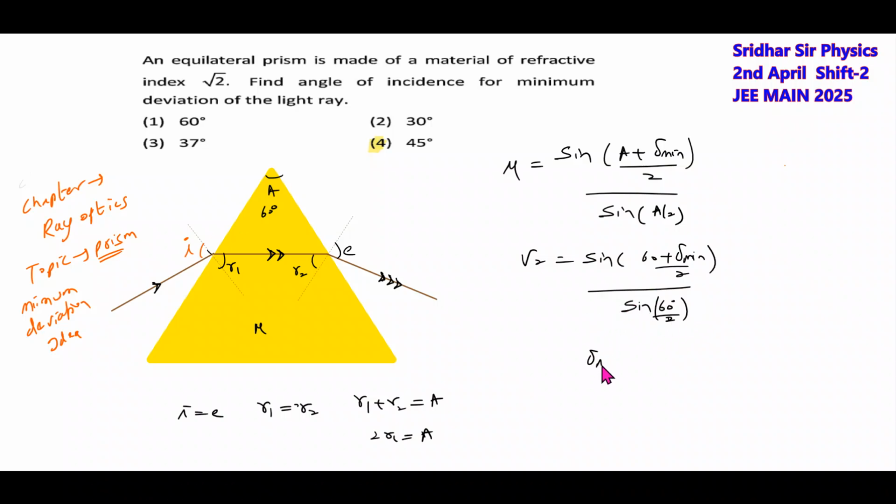So solving this, minimum deviation is 30 degrees. What is that minimum deviation? It will be here. So what is this minimum deviation? It is equal to I plus E minus A. And we know at minimum deviation I should be equal to E.